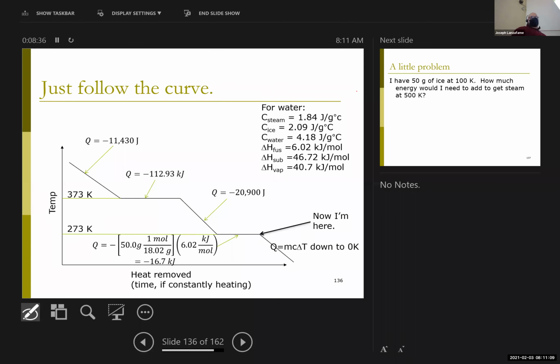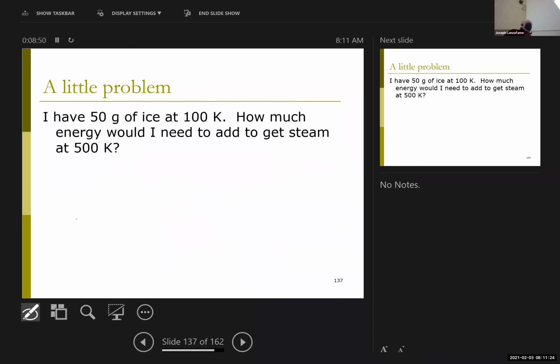But as we've seen, that works fine as long as the phase doesn't change. When I get to a phase change, there's an energy involved, breaking the chains, as I sometimes call it, but there's no temperature change involved. And so I have to break up my journey into steps.